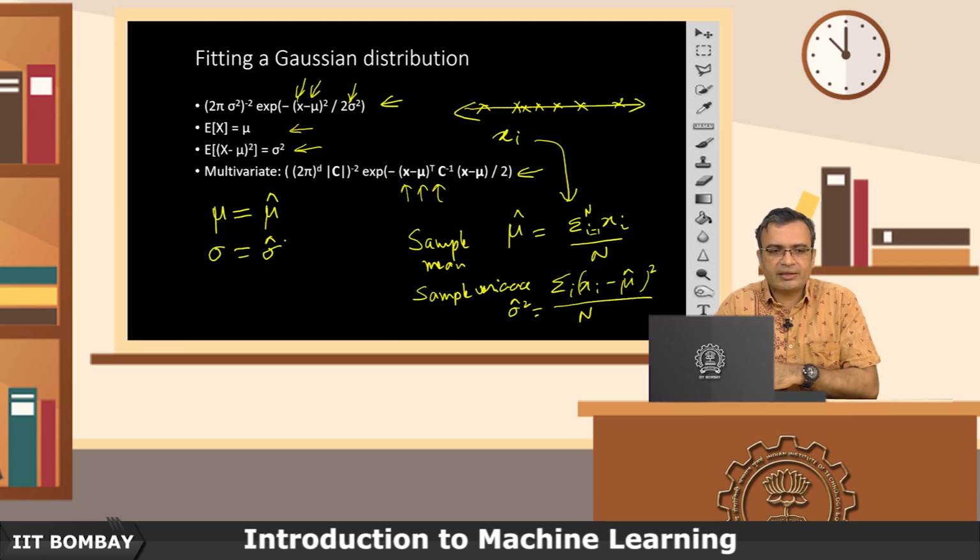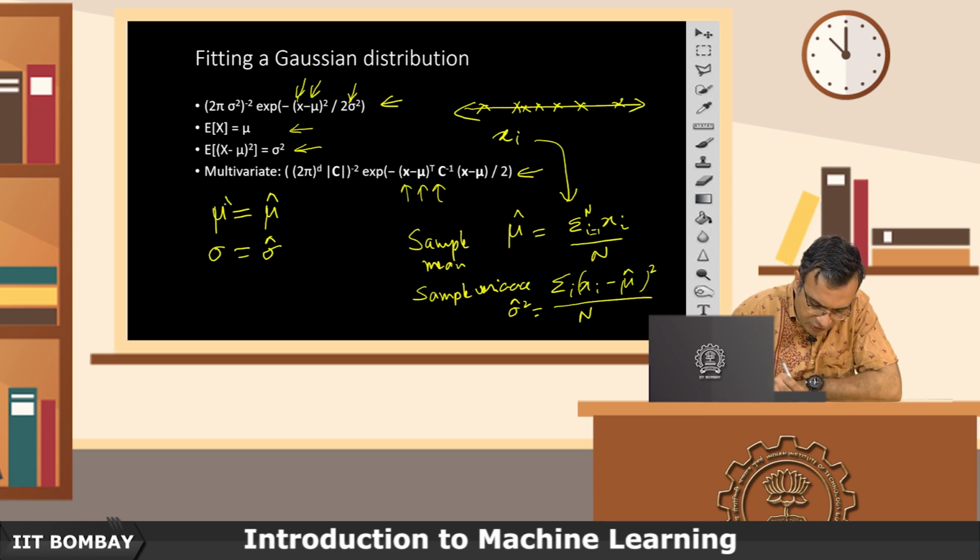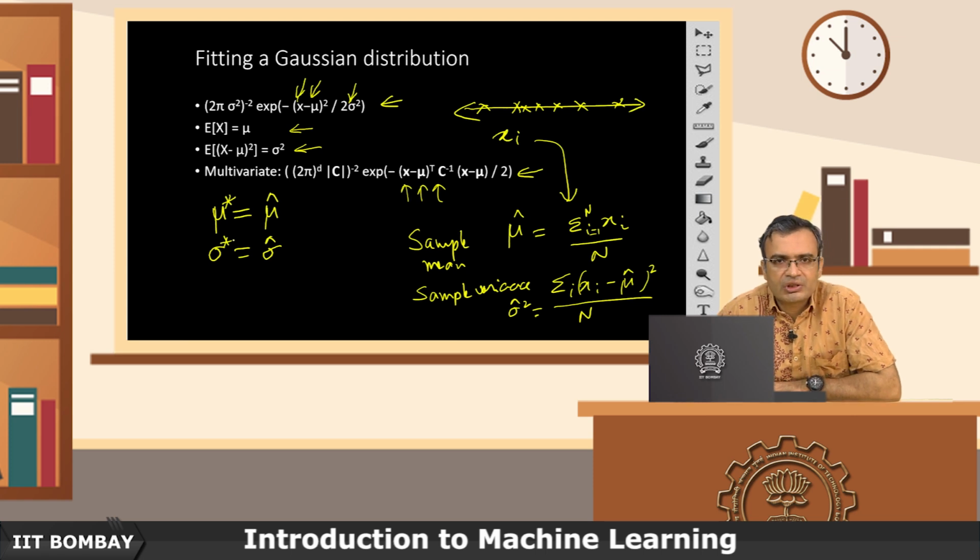So basically we take the sample, compute the sample mean, and assume that the Gaussian has the same mean, and for the sample we compute the variance, and we assume that the Gaussian also has the same variance. So I will put a star here, because if I put a star, that means these are optimal in some sense. It's a notation that we often use.